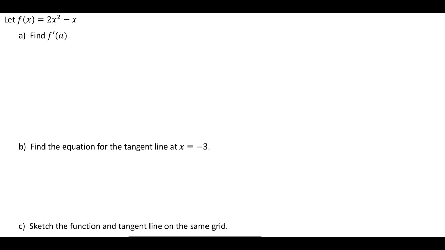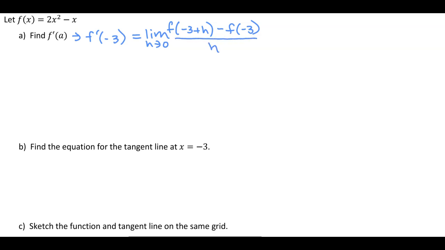If I would like to find, oh my goodness, I think I see a typo. I think what I was hoping for was to find f prime of -3. If I would like to find that, I'm going to go straight to the definition of the derivative, which tells me to find the limit as h approaches 0 of f of -3 plus h minus f of -3 all over h. My function is f of x equals 2x squared minus x.